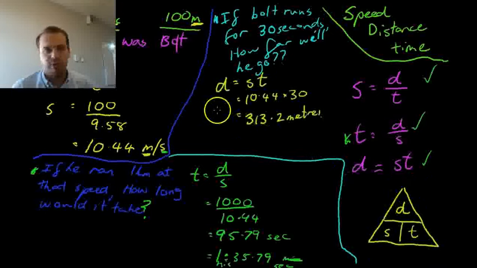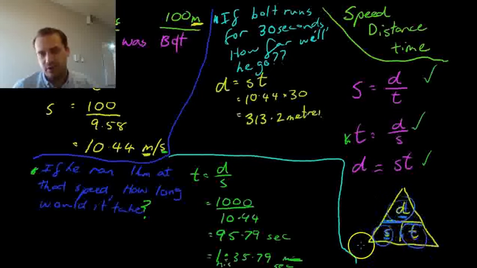If you want to find distance, it's speed times time. If you want to find speed, it's distance divided by time. And if you want to find time, it's distance divided by speed. So just circle the thing you want. If you want to find distance, speed times time. If you want to find speed, distance divided by time. And if you want to find time, distance divided by speed. There's your 3 formulas in one handy little triangle. Okay, that's our speed, distance, and time.